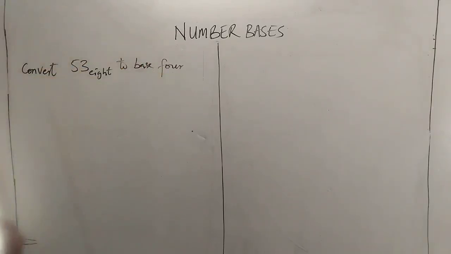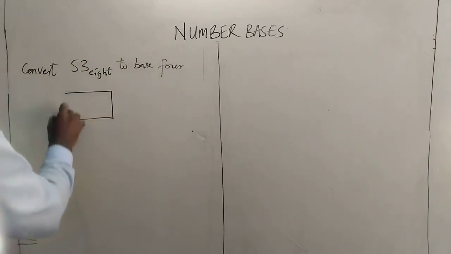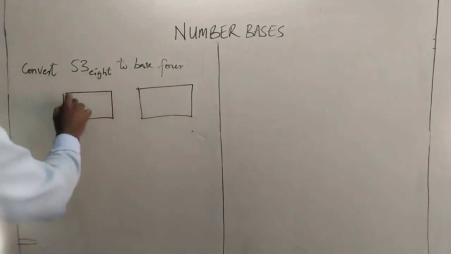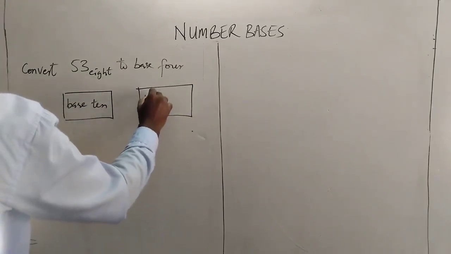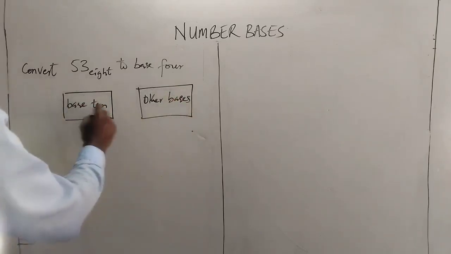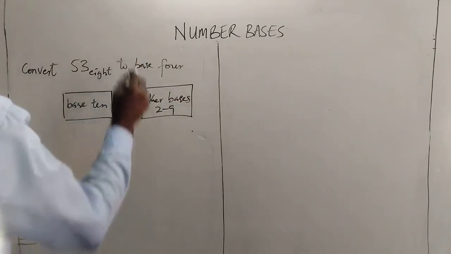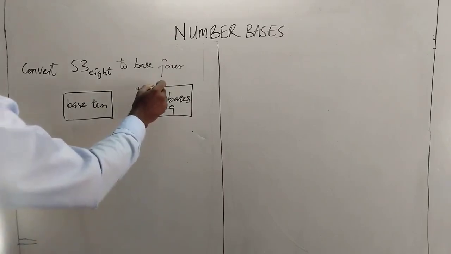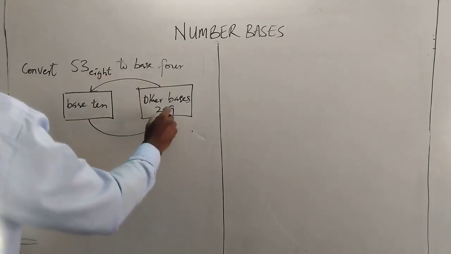Remember, I told you before that our conversions in number bases are grouped into two. Base 10, other bases from 2 to 9. And I said that all conversions we do, either you are converting from other bases to base 10, or you are converting from base 10 to other bases.